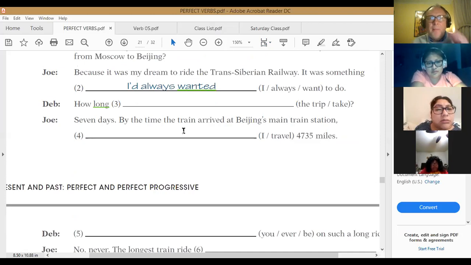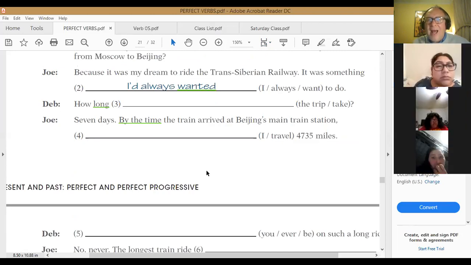7 days. By the time, now here's the key word, right? By the time the train arrived at Beijing's train station, I what? I traveled or had? I had traveled 4,735 miles. Had. All right.